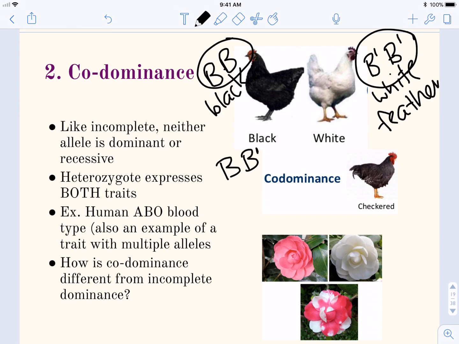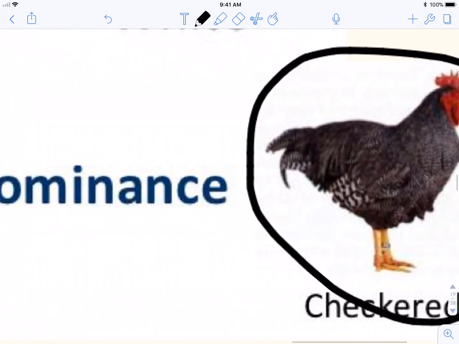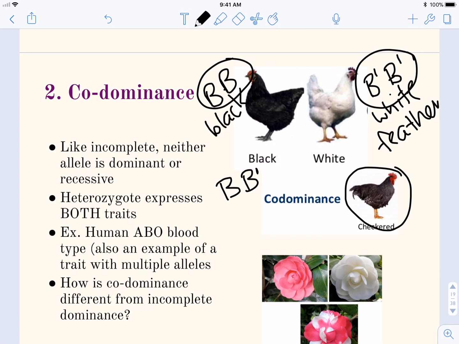You're not going to show a blend of them. So in Andalusian chickens, remember black and white were blended together and you saw gray. In codominance, you're going to see them dominating together, and you're going to see black and white showing up at the same time. It's a little bit hard to see, but if you look really closely, let me zoom in, you'll see that they have what we call a checkered pattern, where you actually see black and white. Sometimes you see this in stripes, as blotches, or as spots.